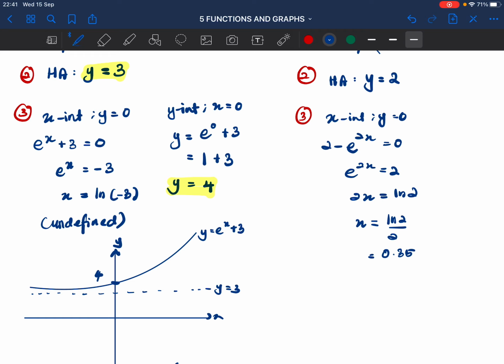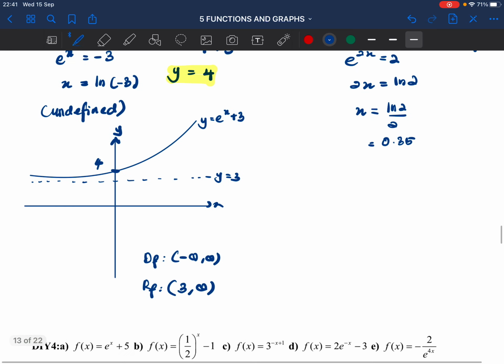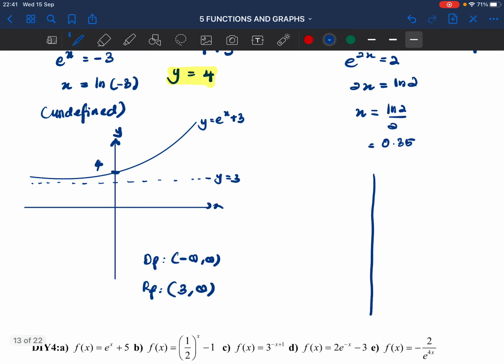Okay. So y-intercept kita pula, y-intercept is when x equals to 0. So we will have y equals to 2 minus e^0. Lagi sekali saya cakap, e^0 ialah 1. So 2 tolak 1, 1. Okay, so now let's sketch our graph.